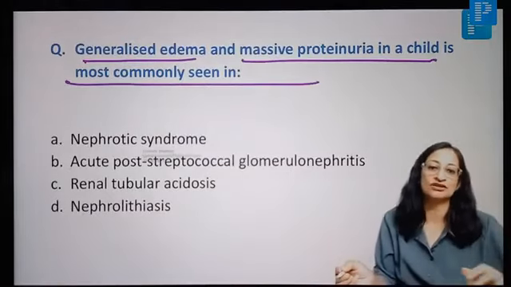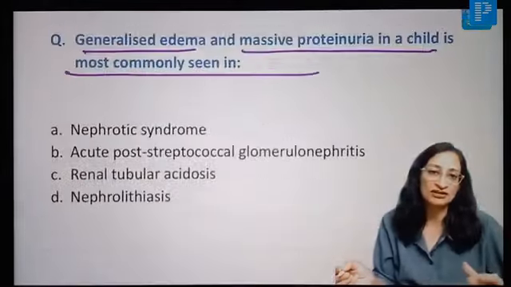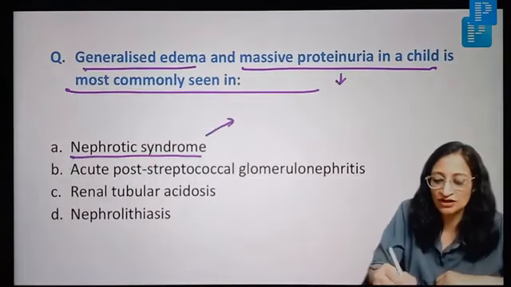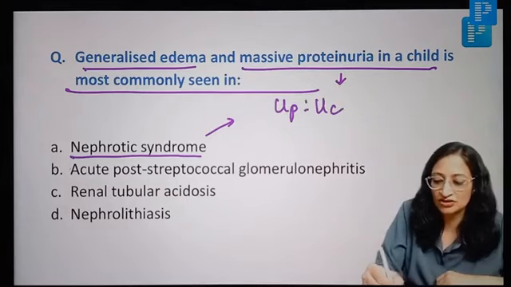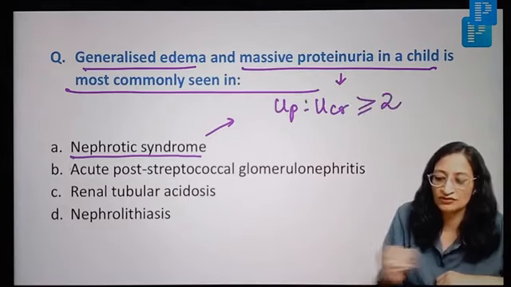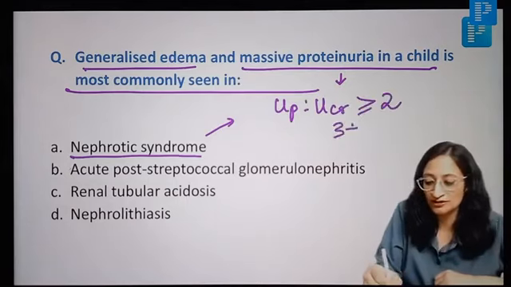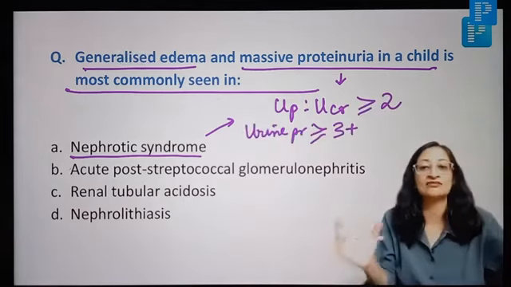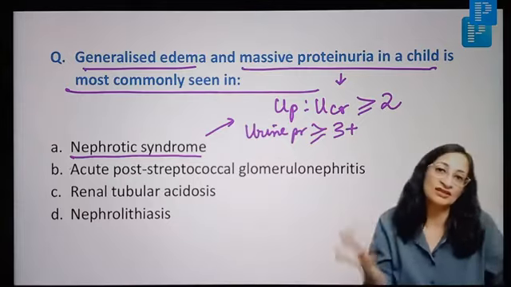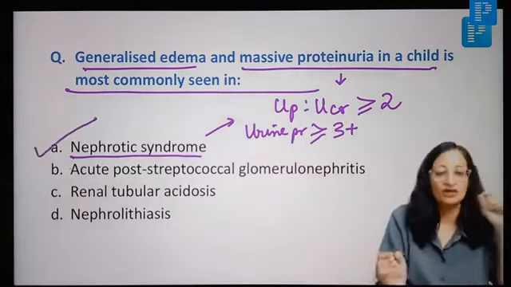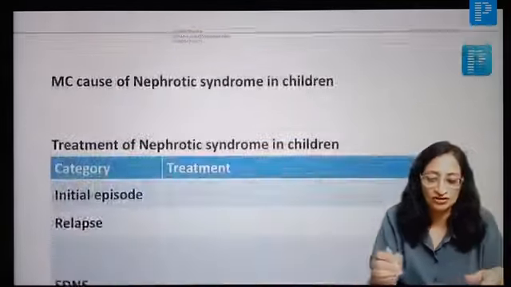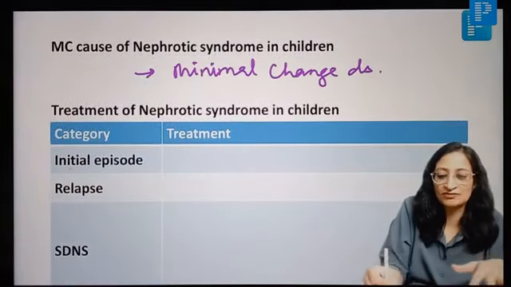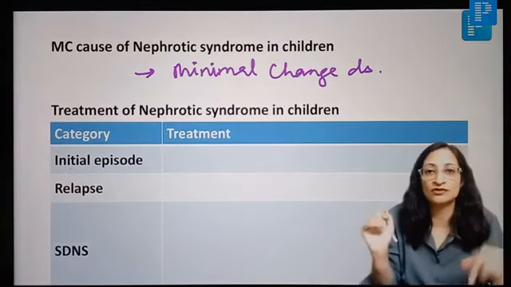Moving ahead, generalized edema and massive proteinuria in a child. If you're getting massive proteinuria, what will be your diagnosis? Yes, massive proteinuria you get in nephrotic syndrome. In children, when do you call it massive proteinuria? When the urine protein to urine creatinine ratio is greater than or equal to 2, or urine protein by dipstick is 3+ or more. So generalized edema, massive proteinuria, hypoalbuminemia, hyperlipidemia or lipiduria can be there. Our diagnosis is nephrotic syndrome. Most common cause of nephrotic syndrome in children is minimal change disease, where on light microscopy the kidney biopsy is normal, and electron microscopy shows flattening of the foot processes of podocytes.